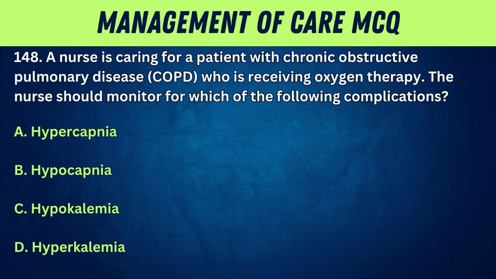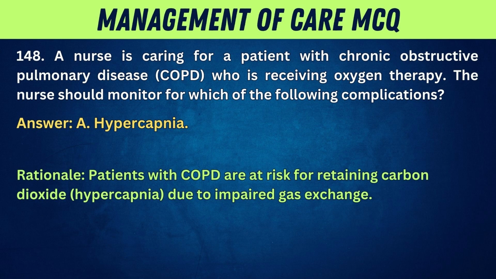148. A nurse is caring for a patient with chronic obstructive pulmonary disease, COPD, who is receiving oxygen therapy. The nurse should monitor for which of the following complications? A. Hypercapnia. B. Hypocapnia. C. Hypokalemia. D. Hyperkalemia. Answer: A. Hypercapnia. Rationale: patients with COPD are at risk for retaining carbon dioxide, hypercapnia, due to impaired gas exchange.